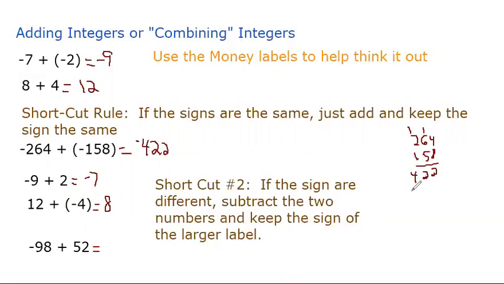So I have to figure that out, subtracting. So 98 take away the 52. So I have 8 take away 2 would be 6 there, and then 9 minus 5 would be 4. So I have 46. So I have a 46 there, and I have to remember that my result is I still owe 46, so that would be a negative 46 in the end. And that's how we would be adding integers.